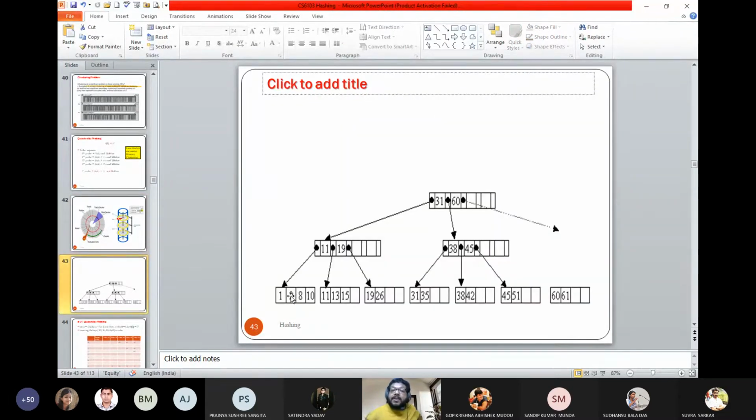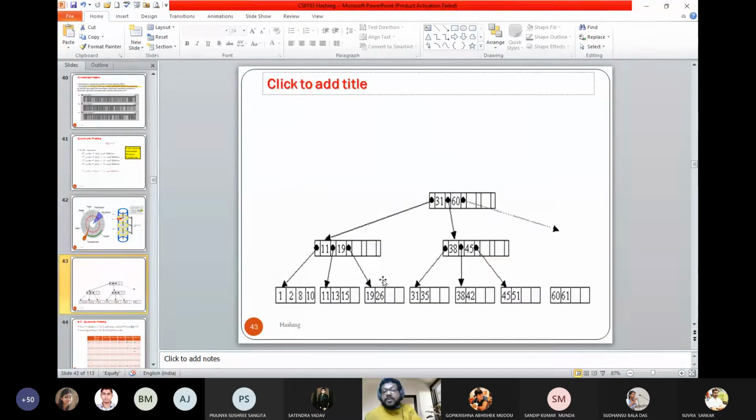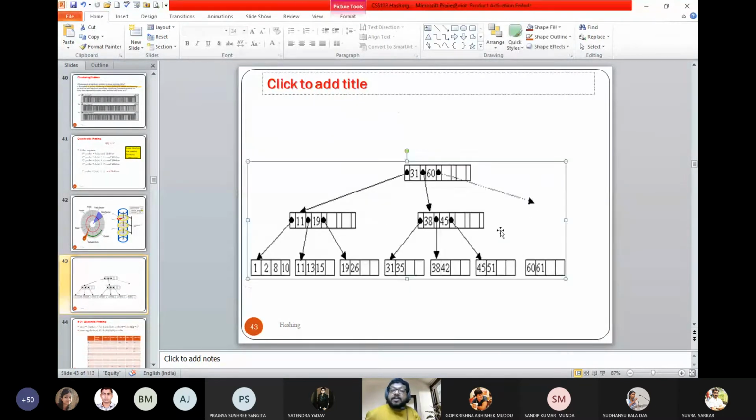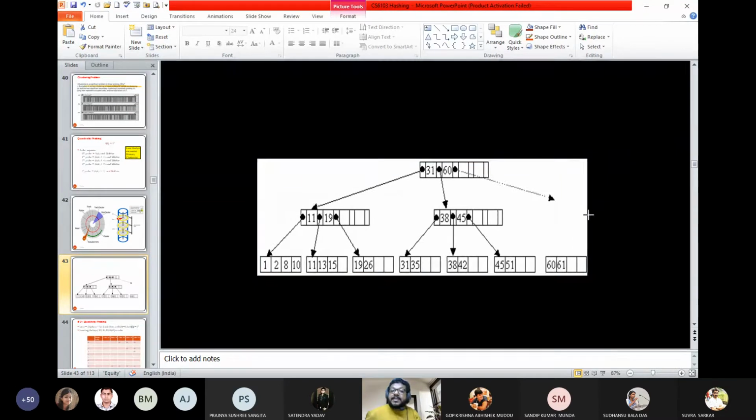Then that particular sector will come under the read write head. You read that block of information into the main memory. Then again there is a comparison. Is it true? If I'm looking for the information about roll number 2, you compare it with the information of roll number 2, and if it is there, that information is displayed. So in a nutshell, what I am trying to say is, when you talk about the B tree or B plus tree, this is also an index structure.